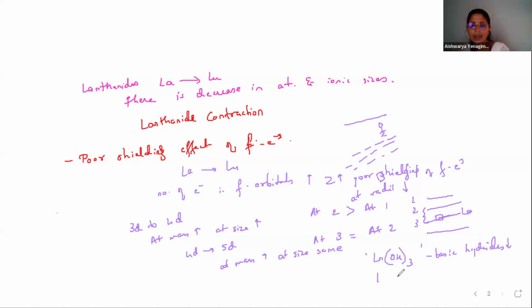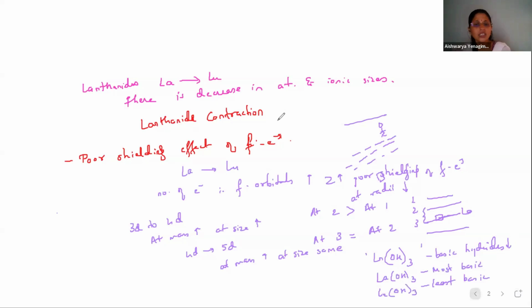So I can say lanthanum hydroxide is most basic. Lutetium, the last member of the lanthanides, is least basic. Getting? These are the consequences of lanthanide contraction.